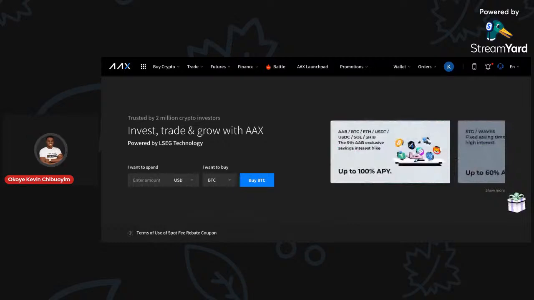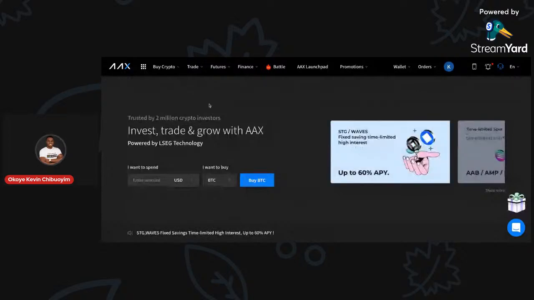But ensure you do your KYC, as there are more features that it gives you, more access. I'm going to get this done today, hopefully. So basically, when you access AAX, I'm also going to try to do this on mobile so you can actually get the feel, because I believe most of you use your mobiles to access this.